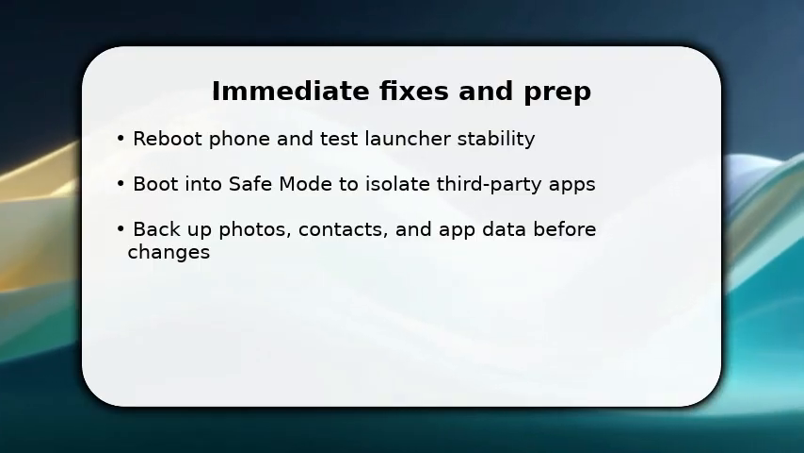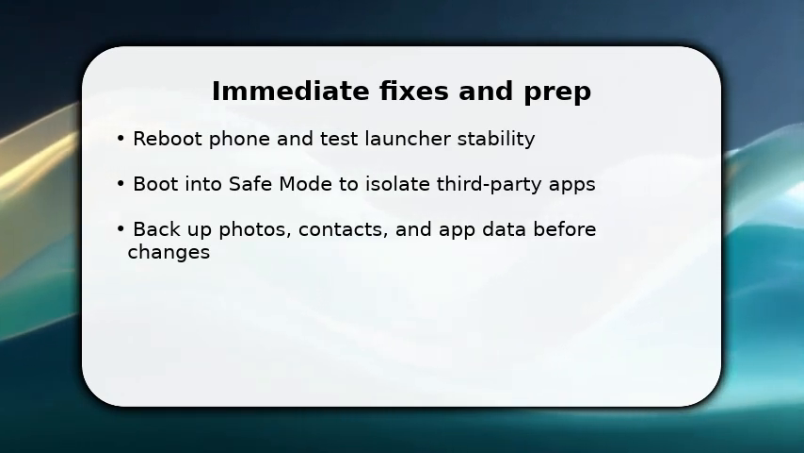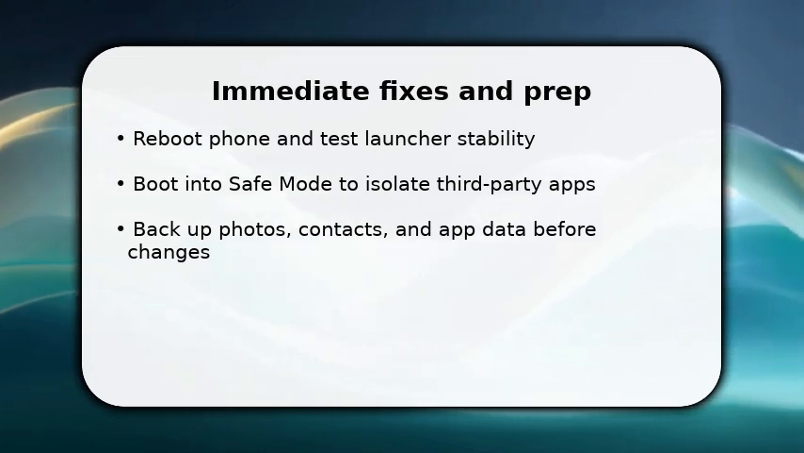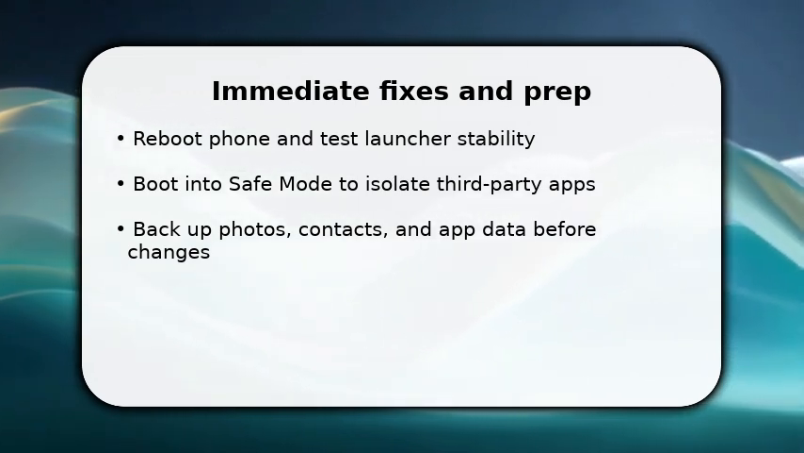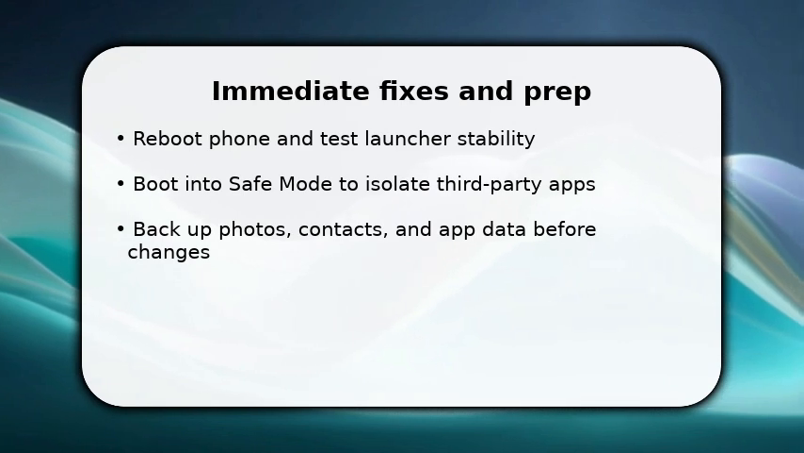You start by minimizing variables. Reboot the phone and see if the launcher recovers, because a simple restart clears transient faults. Once done, boot into safe mode to determine if a third-party app triggers the crash. Safe mode disables them so you can observe the launcher alone.